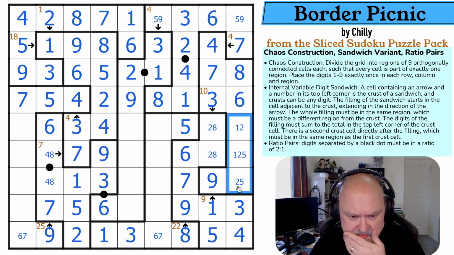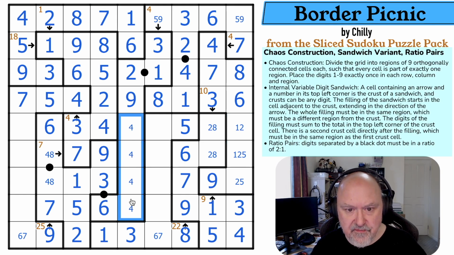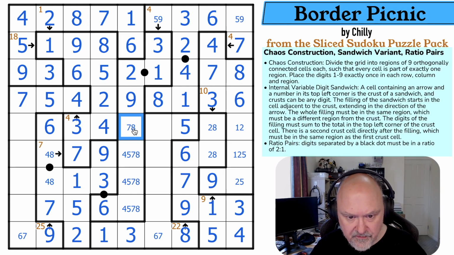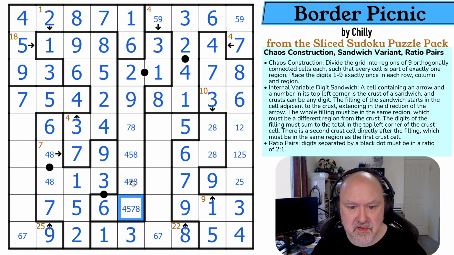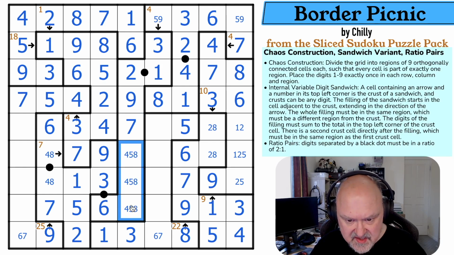I'm so close. 1, 2, 3, 4, 5, 6, 7, 4, 5, 7, 8. There is a 4 and a 5. There's no 4, 5 there. This is 7 or 8. There's no 7 there. There's no 7 there. There's no 7 there. That's the 7. These are 4, 5, 8. There's no 5 there.